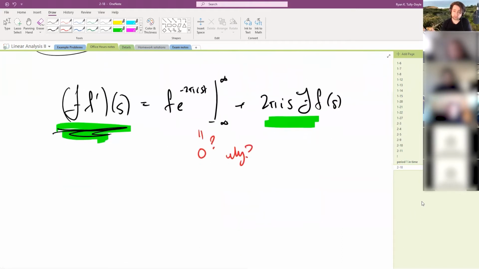So this is just actually L'Hopital's rule, right? Because when you put in minus infinity to infinity, this thing is going to be equal to 0 on the left and 0 on the right, and that turns into a 0 over 0. So it just cancels.